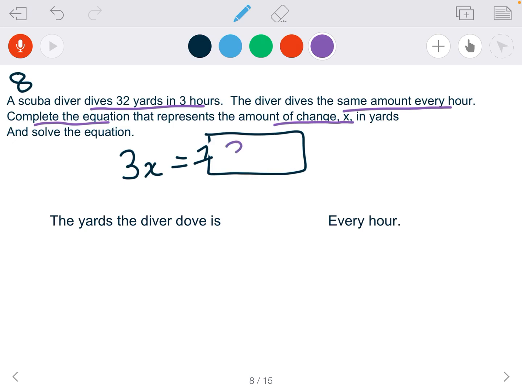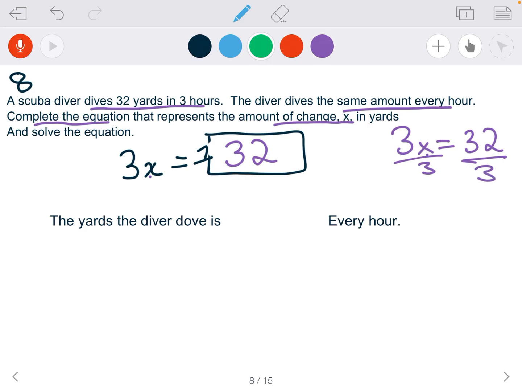3x equals 32. In 1 hour, it's 32. So the amount of change is there. Now I need to find how much x is. So I would have my 3x equals 32. I would divide both sides by 3 because I undo multiply.